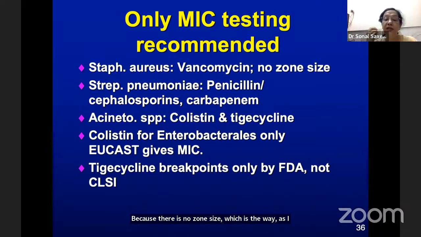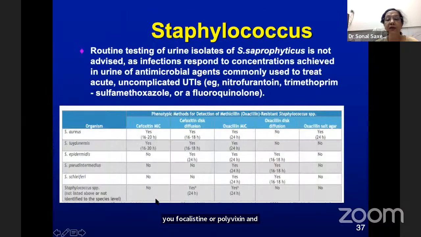Streptococcus pneumoniae, the results are very unreliable with penicillin, cephalosporin, and carbapenems for disk diffusion. So you always do MIC. Acinetobacter, Enterobacter, you do MIC for colistin or polymyxin, and for tigecycline. Tigecycline, remember, the breakpoints are only given by FDA. They're not yet given by CLSI, but the clinicians often use it and they ask you for this.